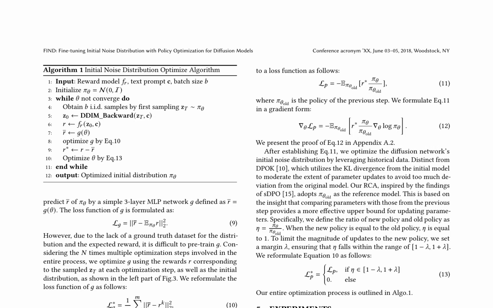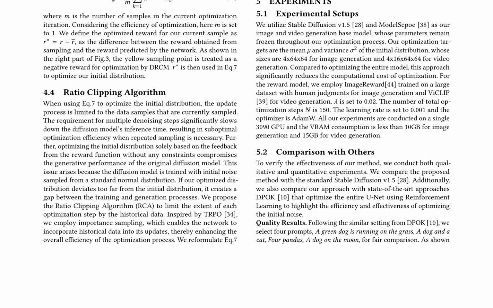The paper discusses the optimization of the initial noise distribution for diffusion models using policy optimization. The authors propose the ratio clipping algorithm, RCA, to enhance the optimization efficiency and generative performance. They demonstrate the effectiveness of their method through qualitative and quantitative experiments, comparing it with the baseline and state-of-the-art approaches.